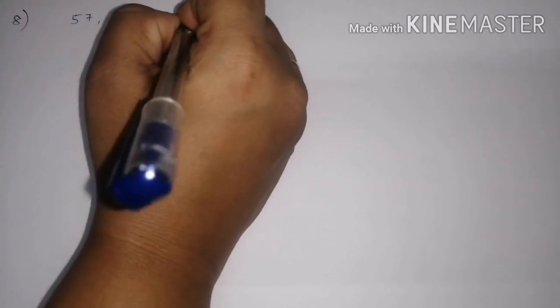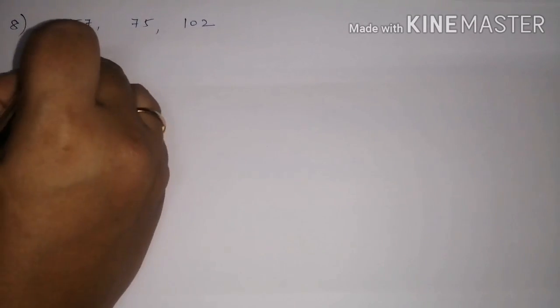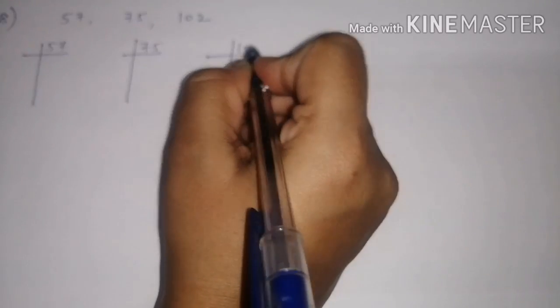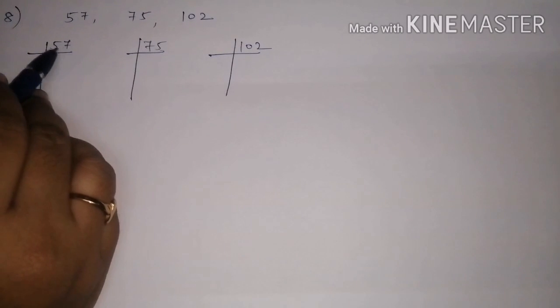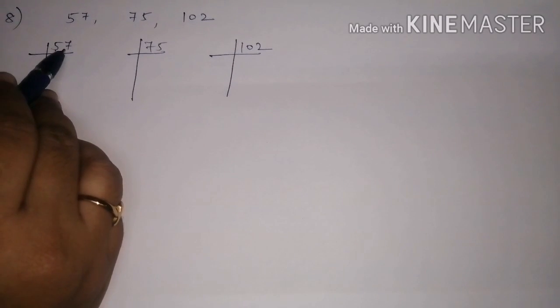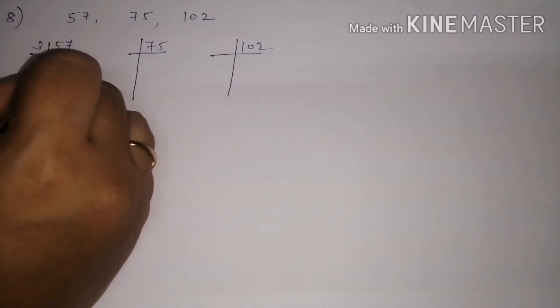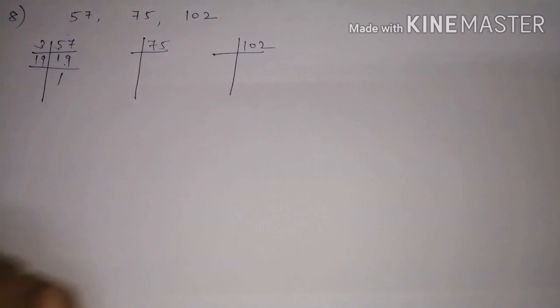Let's see the 8th sum, children. 57, 75, 102. Let's find out the prime factors of these 3 1 by 1. 57, then 75, then 102. 57, 5 plus 7 is 12. 2 it will not go, but it will go by 3 because 5 plus 7 is 12. So if you divide 57 by 3, 3 1s are 3, 2 remaining, 3 9s are 27. 19 is a prime number, 19 1s are 19.